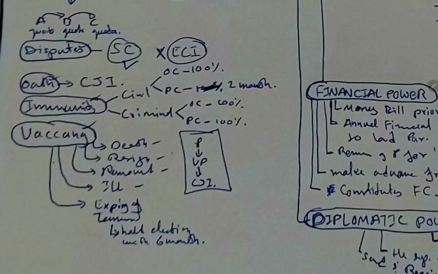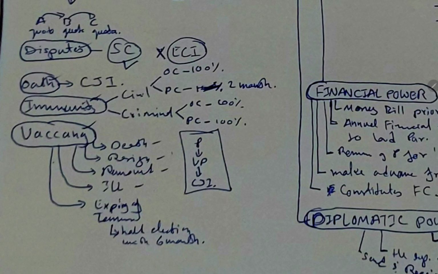The vacancy can occur in the following cases: the death of the president, the resignation of the president, the removal of the president, or if the president has fallen ill and is on bed treatment. And last is the expiry of the tenure. If there is expiry of the tenure, the Election Commission has to conduct the election within 6 months.